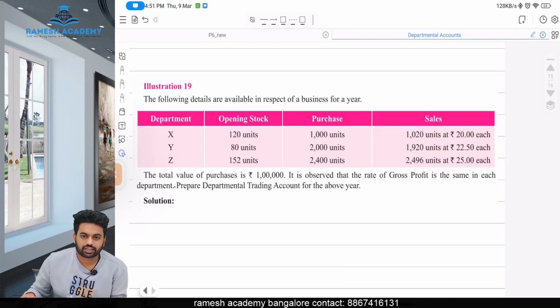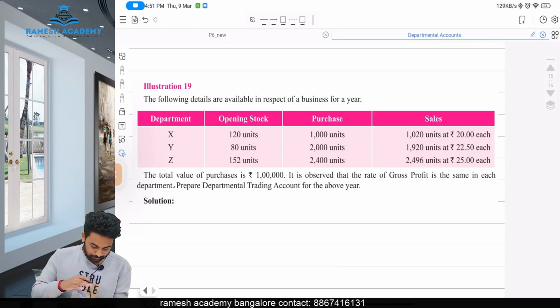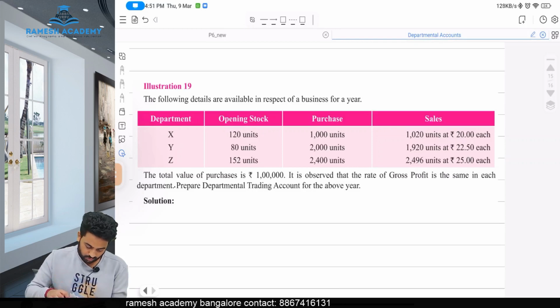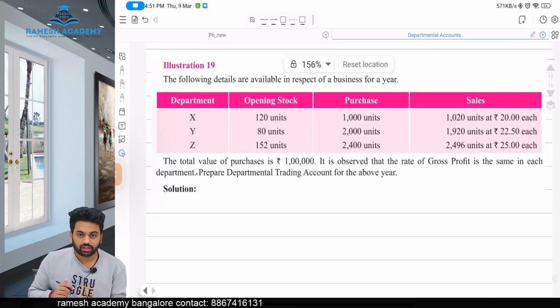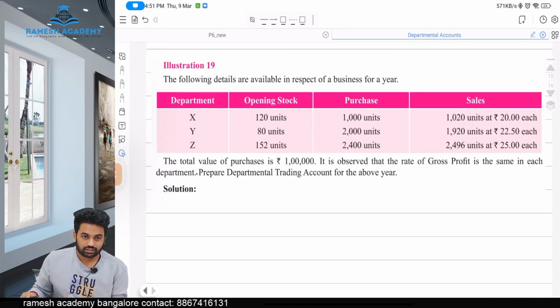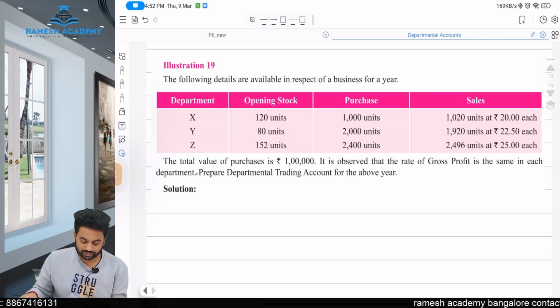So as none of you gave any idea, I will only come up with one idea. Listen very carefully. They are telling gross profit of each department same, it seems. Okay, great. Same, good for them.